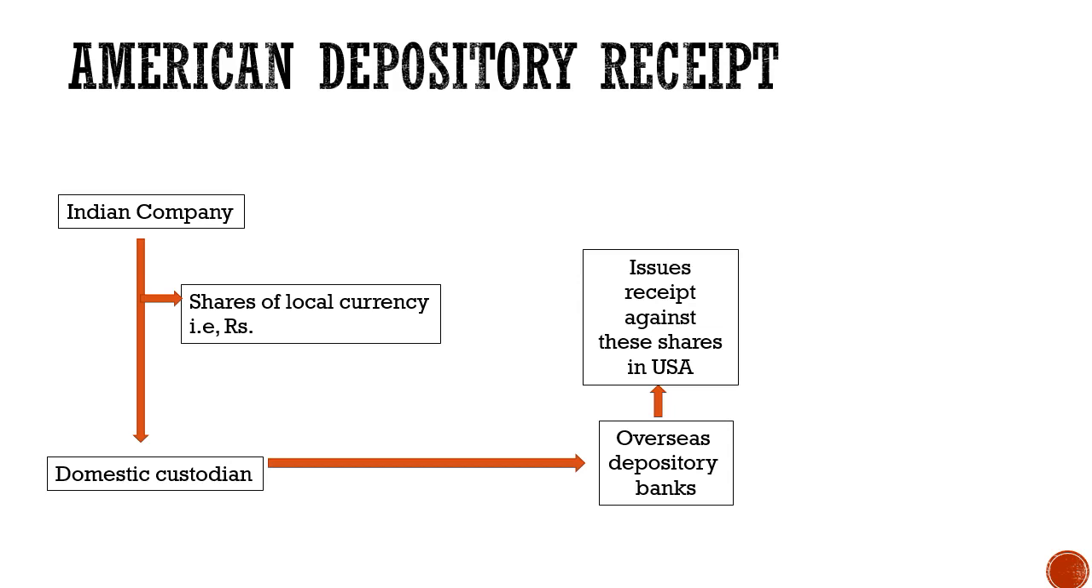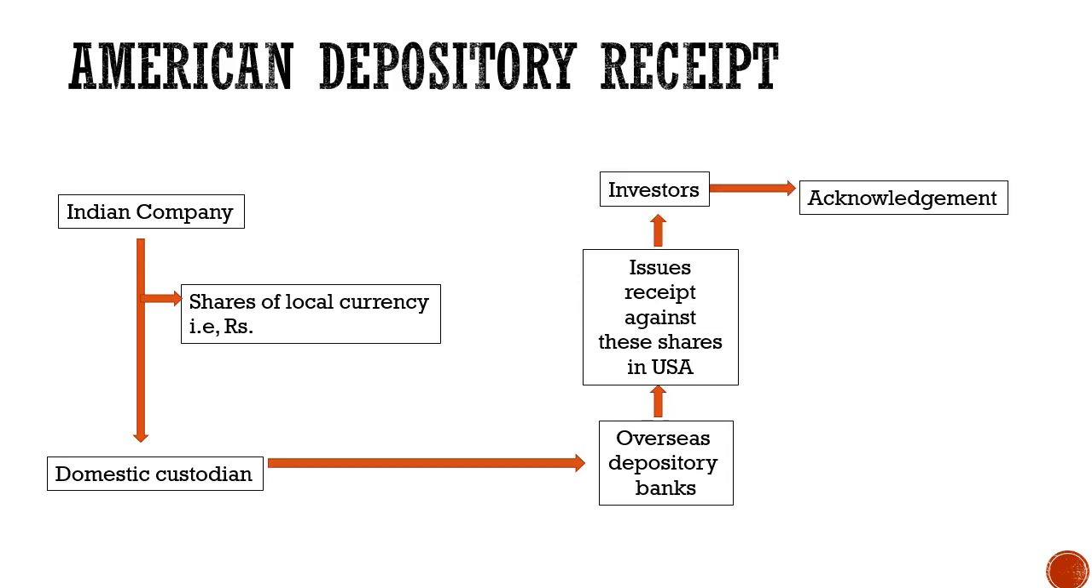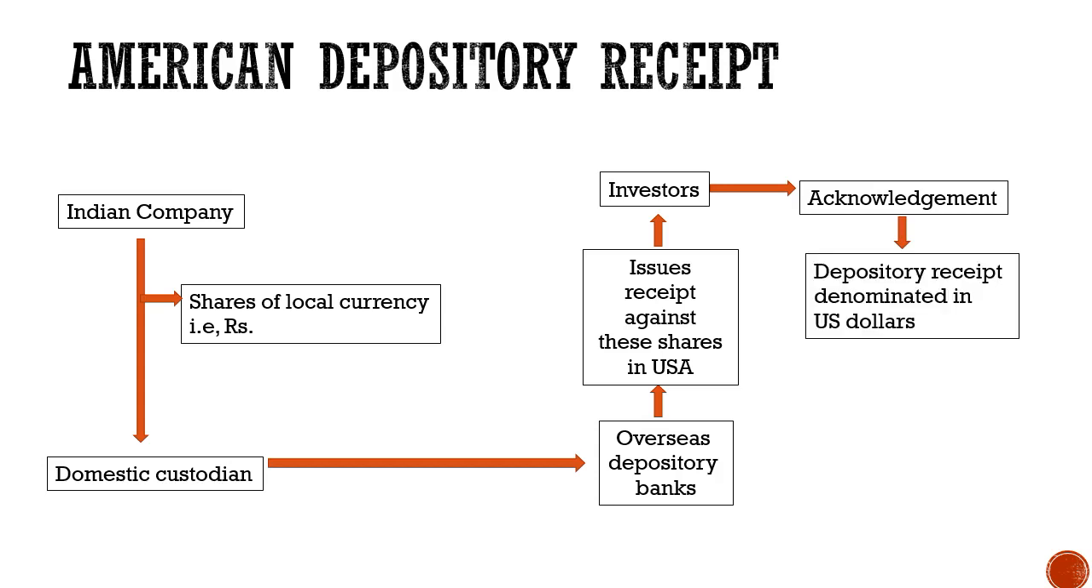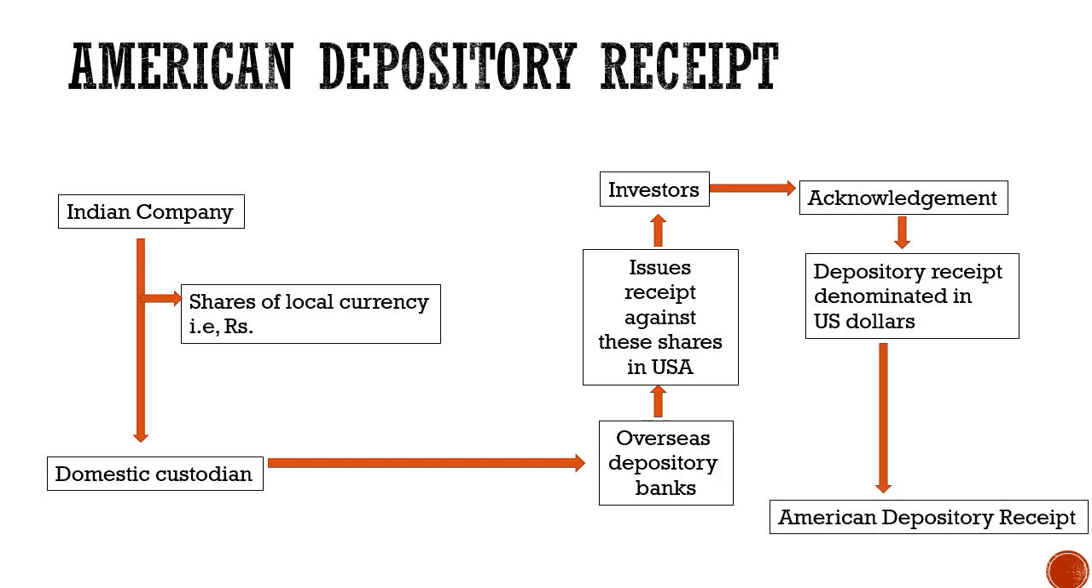Thus it informs the investors and gives them an acknowledgement. It also gives them a depository receipt which is denominated in US dollars only. That receipt is nothing but the American depository receipt. So it was similar to your global depository receipt. The only difference was that here the receipt is issued in the USA and it is only denominated in US dollars.